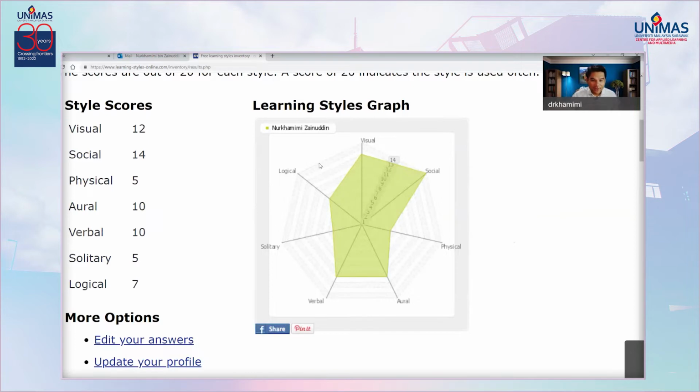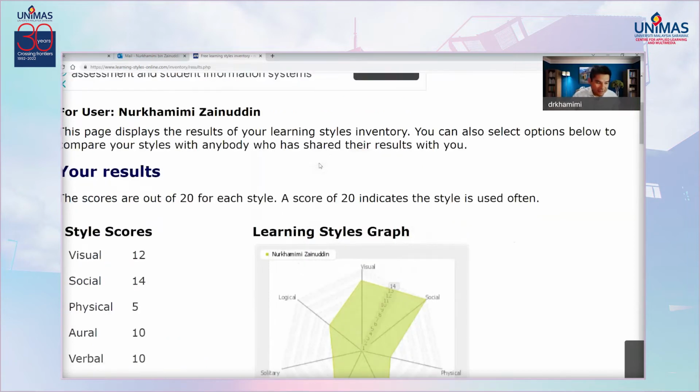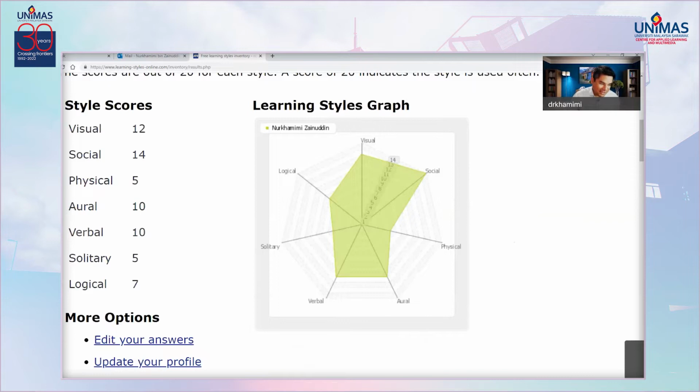Okay, so we have done with the learning style graph. May I know most of the participants here who get the highest for visual scores?